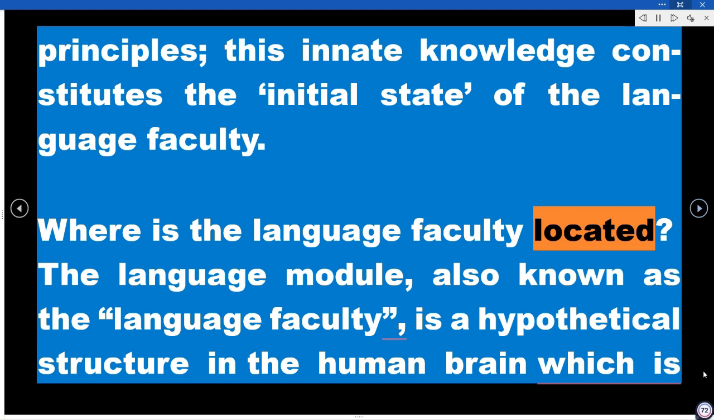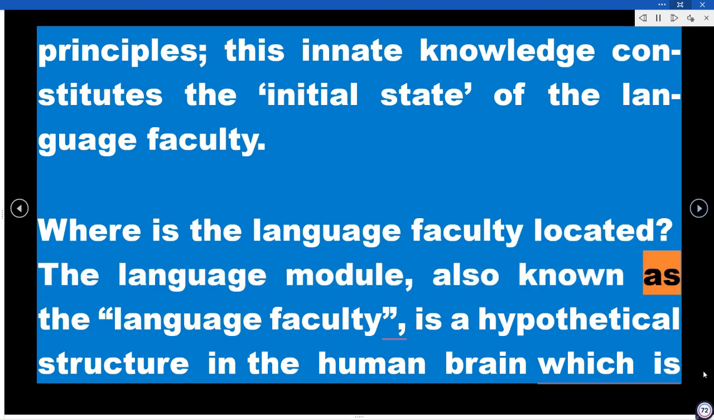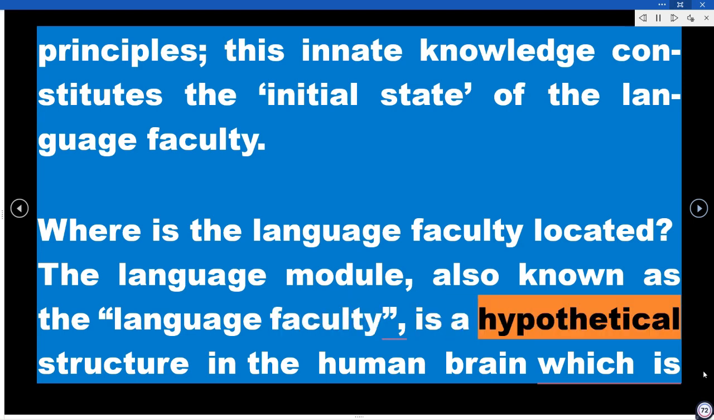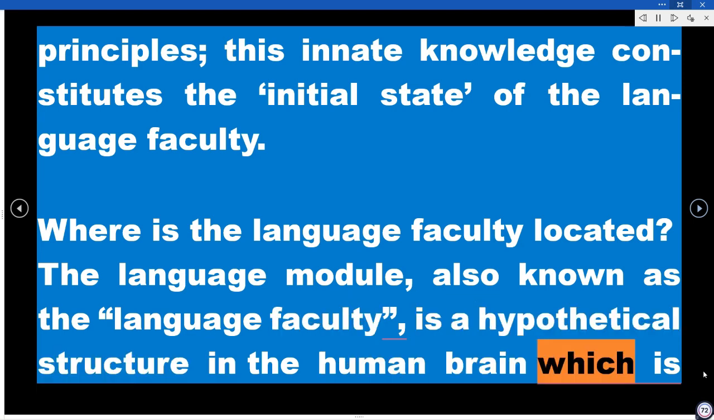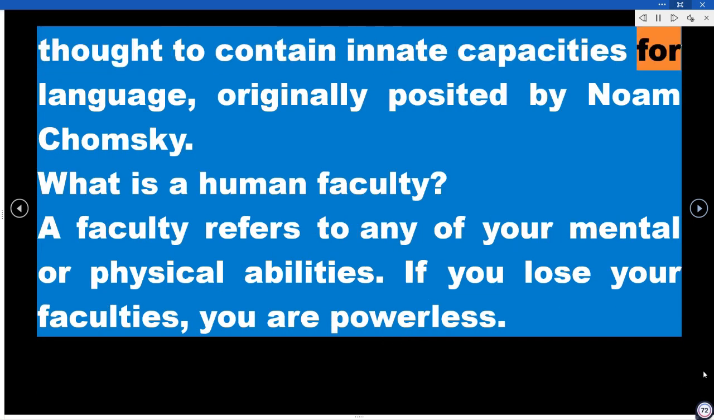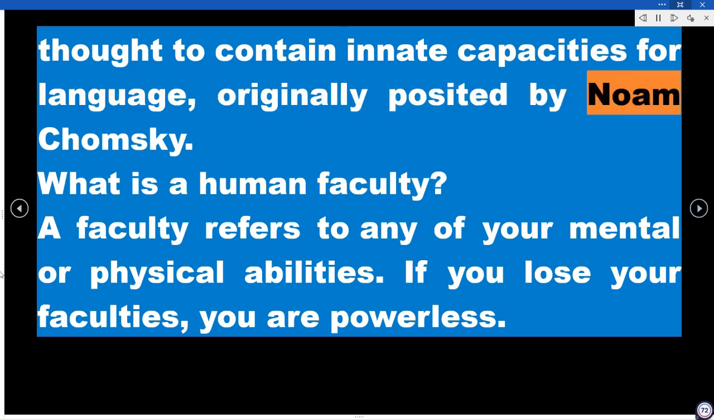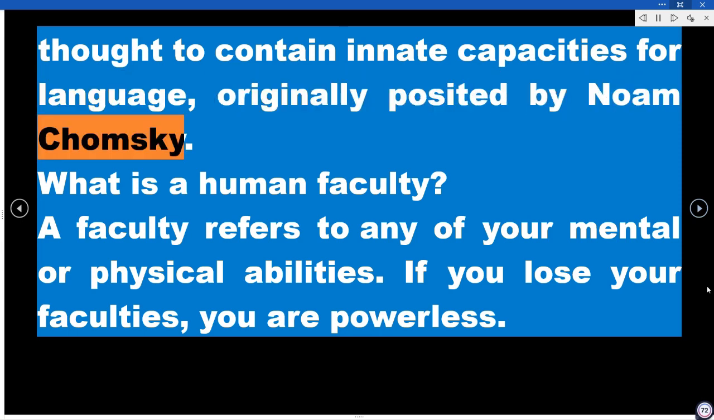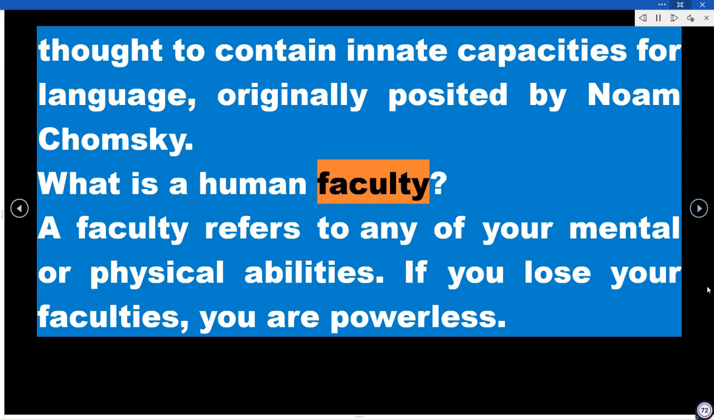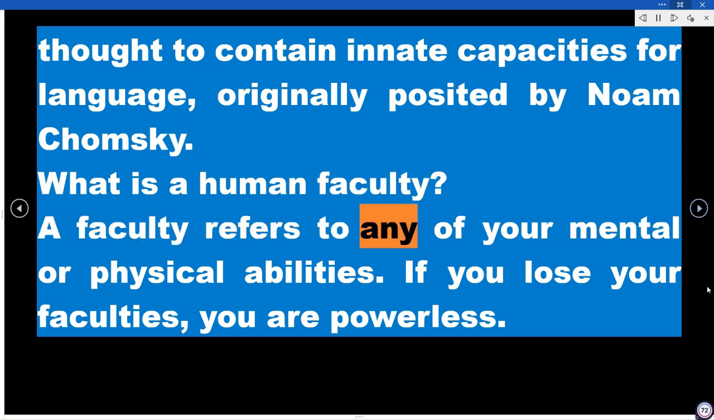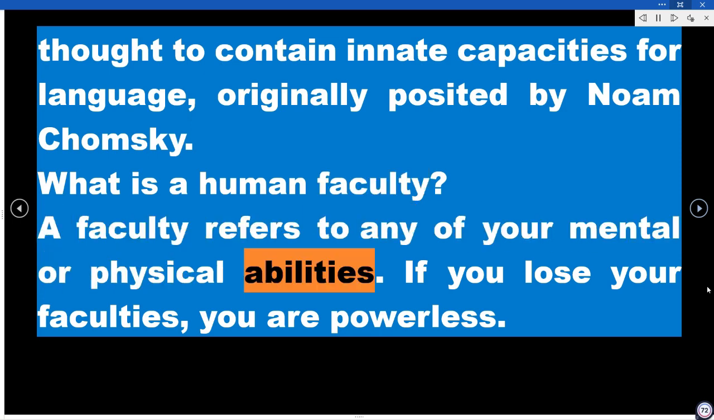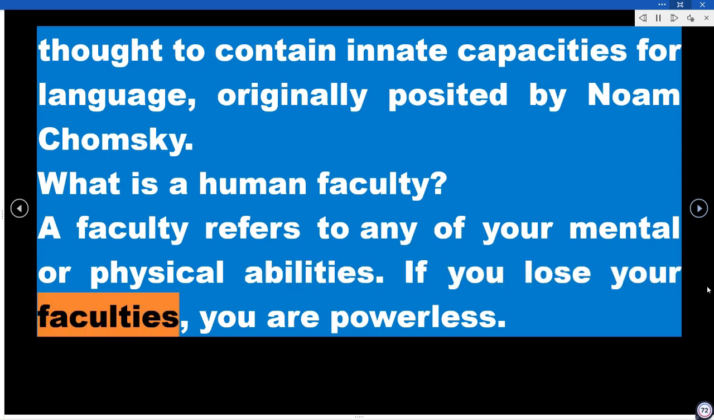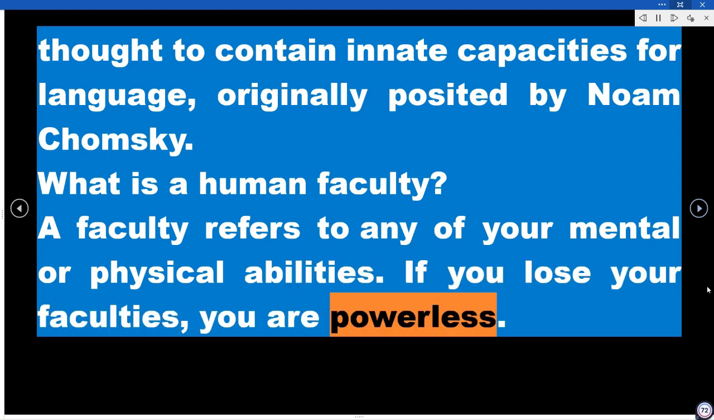Where is the language faculty located? The language module, also known as the language faculty, is a hypothetical structure in the human brain which is thought to contain innate capacities for language, originally posited by Noam Chomsky. What is a human faculty? A faculty refers to any of your mental or physical abilities. If you lose your faculties, you are powerless.